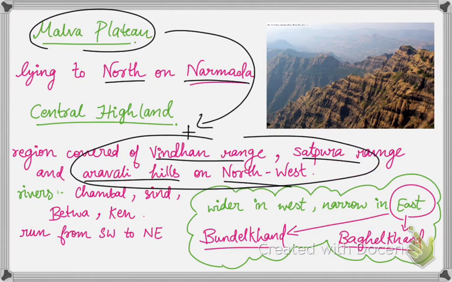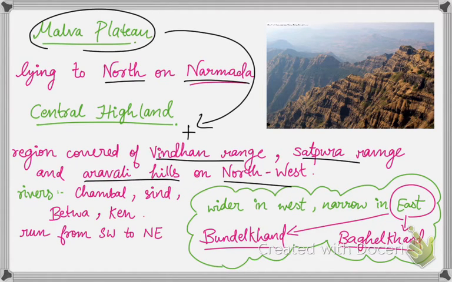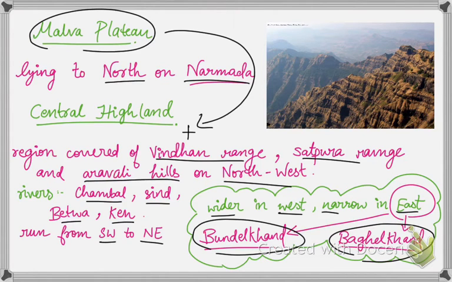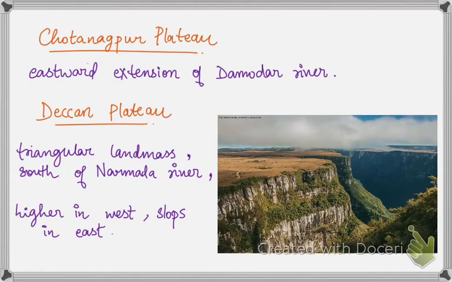So Central Highlands include the plateau region of the Malwa Plateau and the plateau region lying in these three ranges also. The most common rivers flowing here are Chambal, Sindh, Betwa, Ken, and they flow from southwest to northeast. These Central Highlands are wider in the west and they get narrower towards the eastern side. And in the eastern side, they are classified into Bundelkhand and Baghelkhand. It is a further division there. Then we have the Chota Nagpur Plateau. This includes the plateau region towards the eastward extension of the Damodar River.